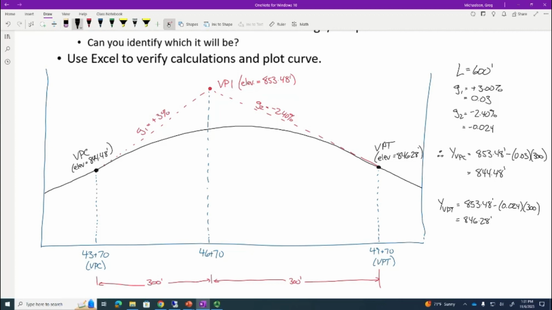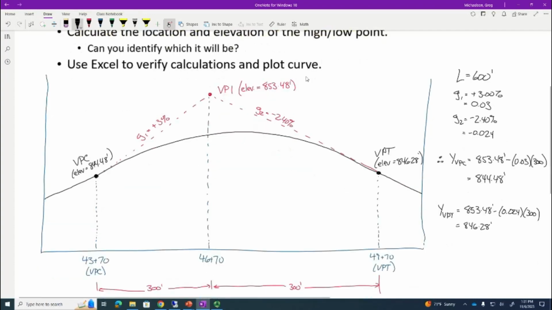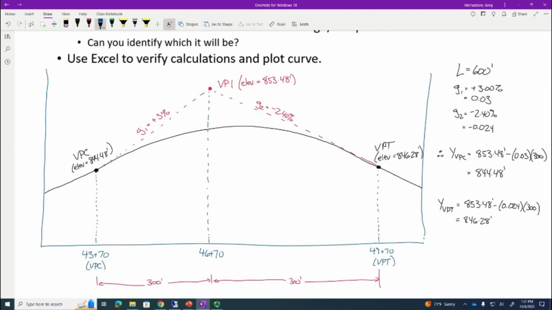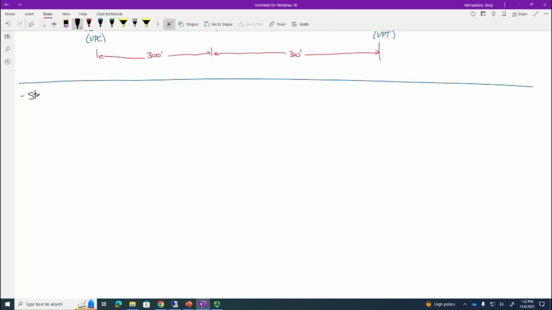Now what we want to do is try to determine elevations for stakes. In order to do that, we need to actually use our curve expression, because now we're going to try to determine what's the elevation at 44, what's the elevation at 45, etc. So we're going to figure that part out. We've got to use our curve expression.